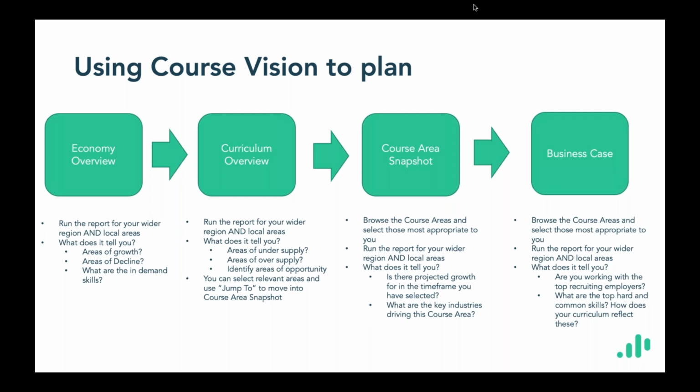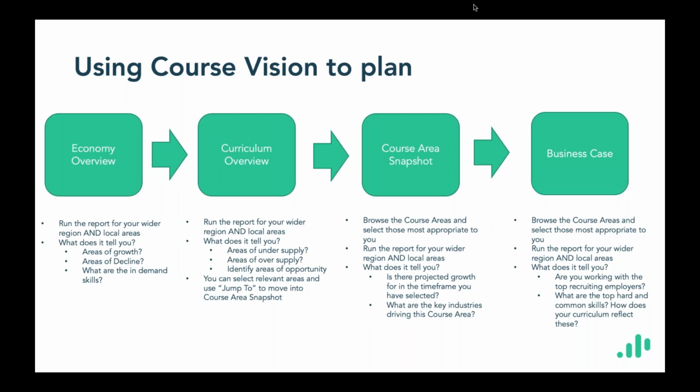Course Vision. If we start off on the left-hand side, economy overview. What we're saying here is: run the economy overview report for your local area and your wider area. Remember, in Ofsted terms, they're interested to know that you're looking at, in terms of curriculum intent, your local, regional and national need. If you only run the report for a local or regional area, it's potentially going to miss something, whether that be an opportunity or a risk. So always do it for 2 or more areas. There's no upper limit on that, but always do a number of areas so that you can see what's happening in your locality and then much more broadly.